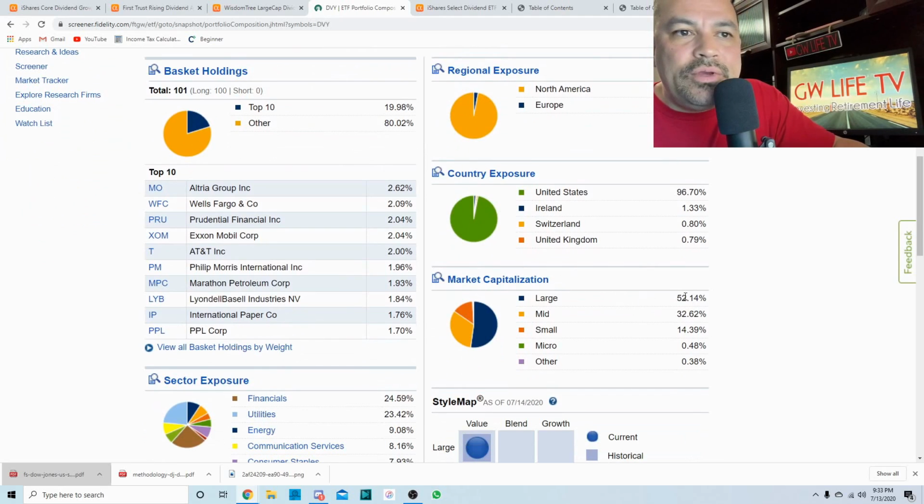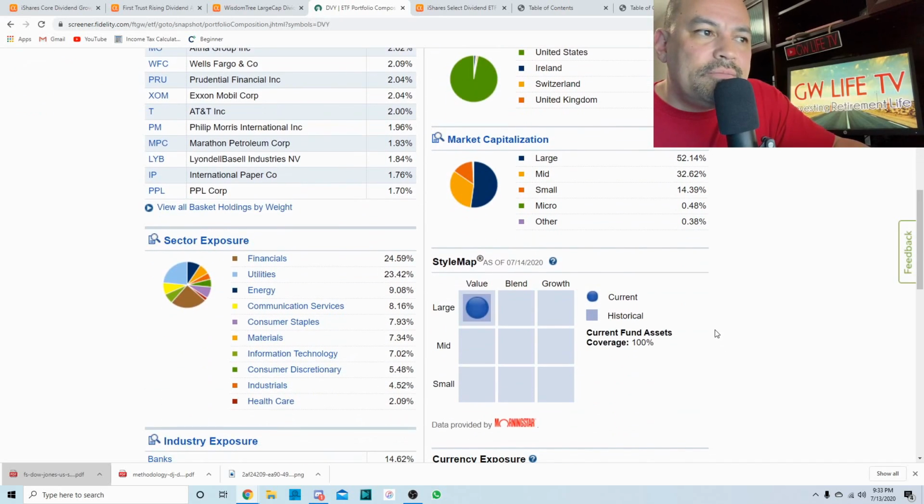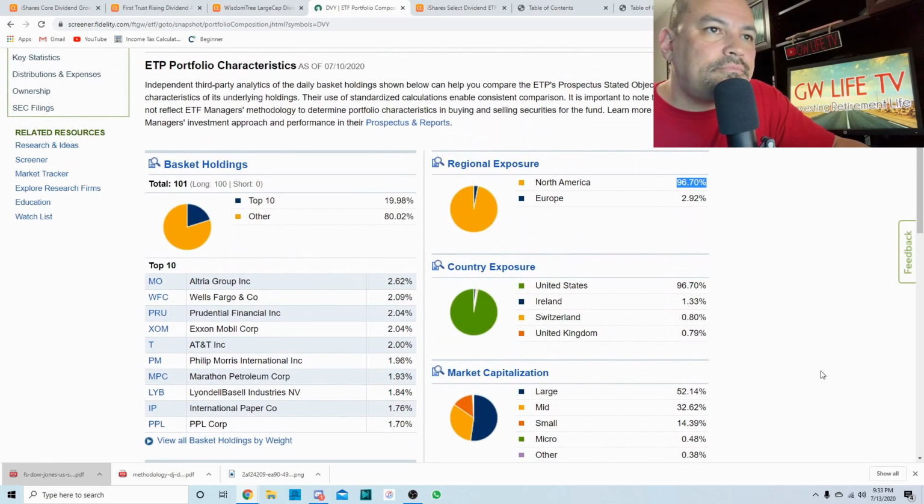Market cap, you have 52% in large cap, 32% in mid cap, 14% in small cap. So they're a pretty balanced fund. Morningstar has them as a large cap value fund. So it's kind of right up my alley. I love the large cap value space. Their top 10 has about 20% of the fund.